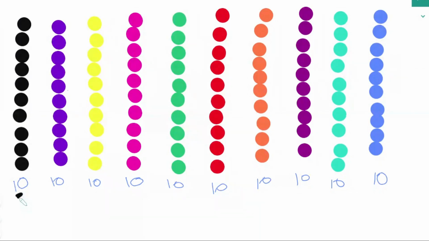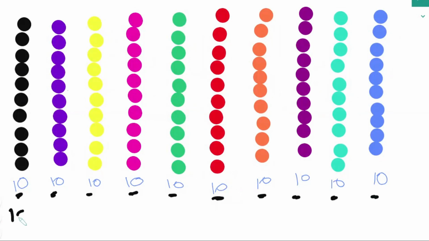So we've got 10, 20, 30, 40, 50, 60, 70, 80, 90, 100. We've got 100 dots all together. Now let's count those again. And this time I'm going to write the numbers underneath.